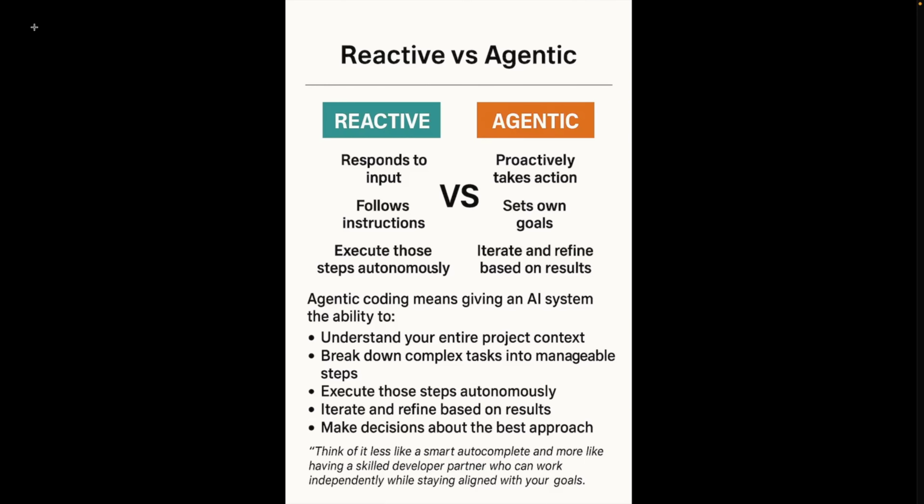I hope you understand. One is reactive, and the screen shows what is reactive programming and what is agentic programming. In reactive, it responds to input. We are giving an input and we are giving some instructions and it executes those steps autonomously. In agentic coding, it proactively takes actions, sets goals, and iterates and refines based on results.